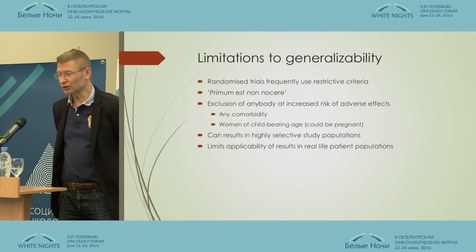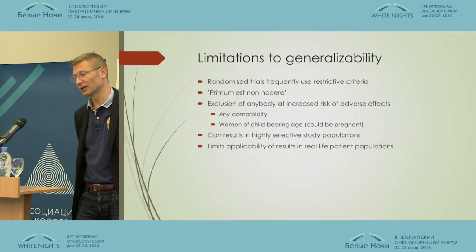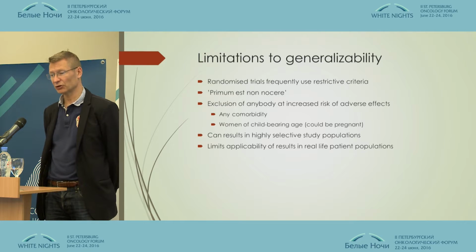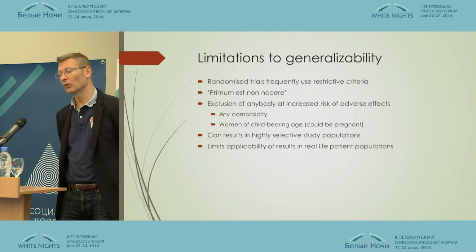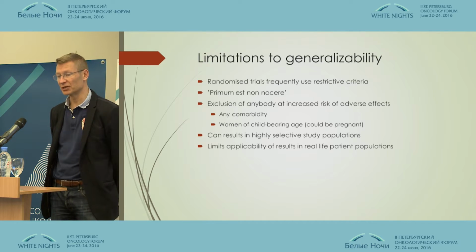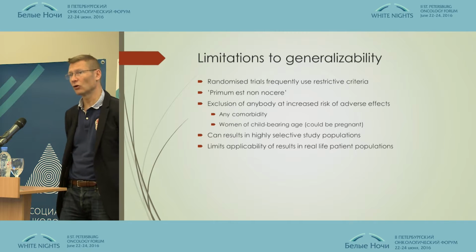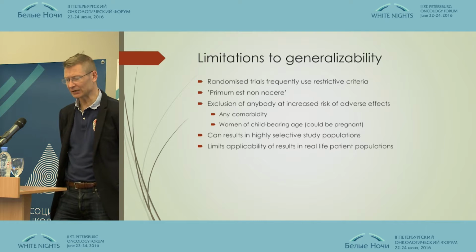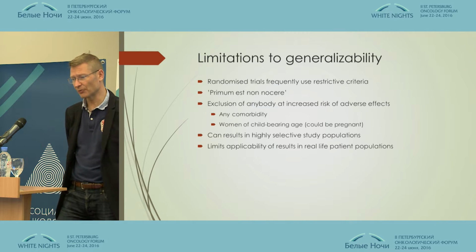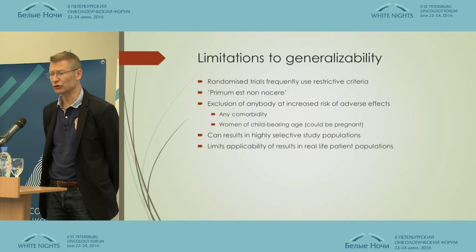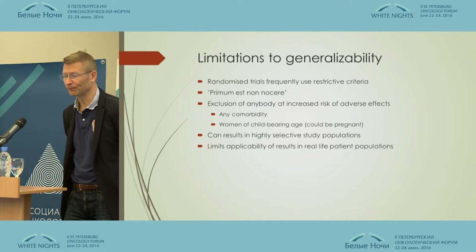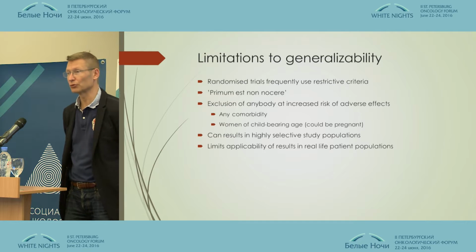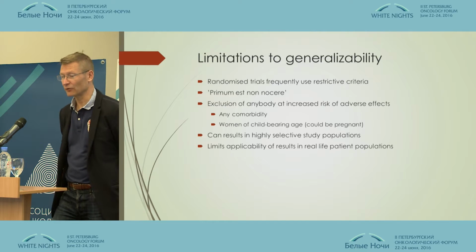The first set of limitations of the trials has to do with generalizability, meaning how applicable the results are in other patients than in the trial. External validity, sometimes. And the main issue here is the exclusion criteria that are often a very detailed, long list of prohibitive issues. And the starting point is the primum est non nocere, first do no harm principle, already in the Hippocratic Oath. So basically the rationale is that we should try to exclude anybody who is thought to be at a higher risk of adverse outcomes.